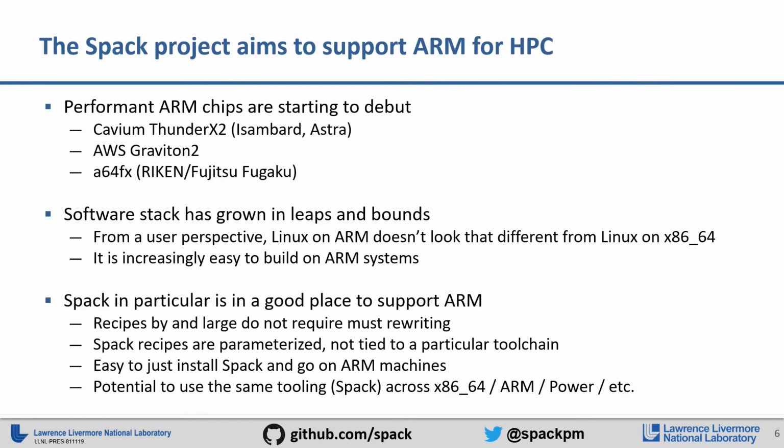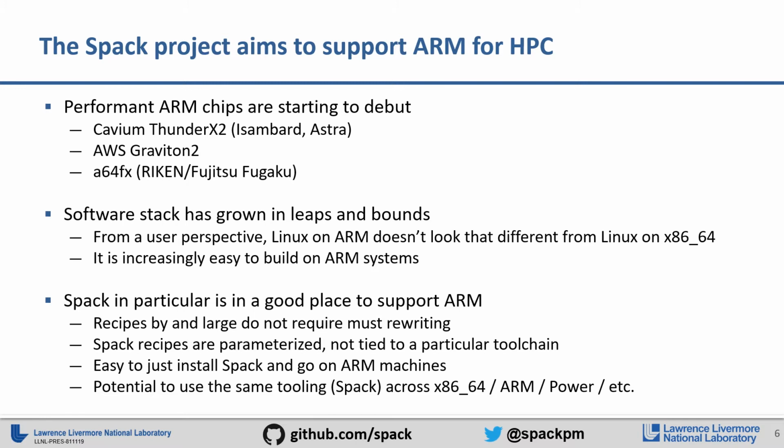So we aim to support ARM for HPC because we've seen what everyone else has been seeing. There are lots of performant ARM chips starting to come out. ThunderX2 has been in Isambard and Astra for a while. Graviton 2 is in AWS now and has really good price performance compared to some of the x86-64 options. And then obviously the Fugaku machine is now number one in the world. The software stack for ARM has grown in leaps and bounds, so Linux on ARM doesn't look that different from x86-64, and it's increasingly easy to build on ARM systems.